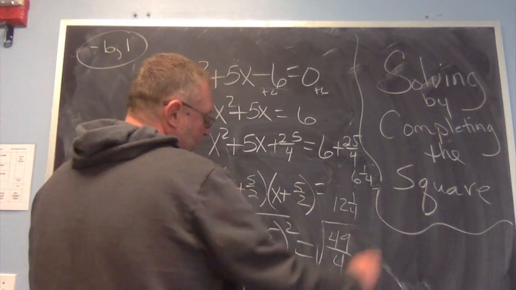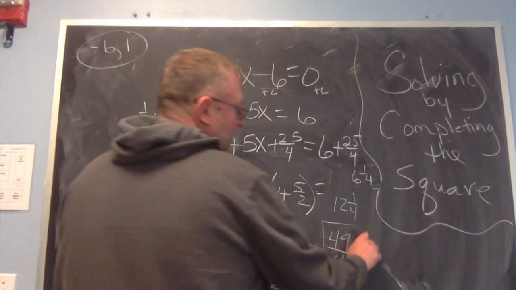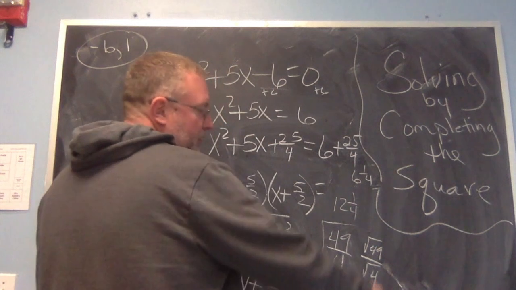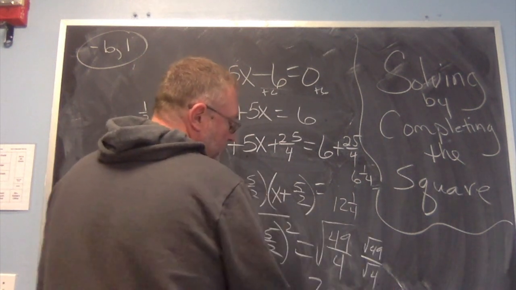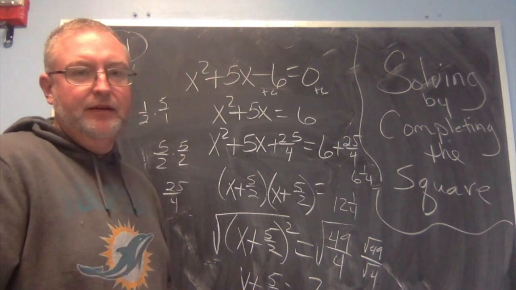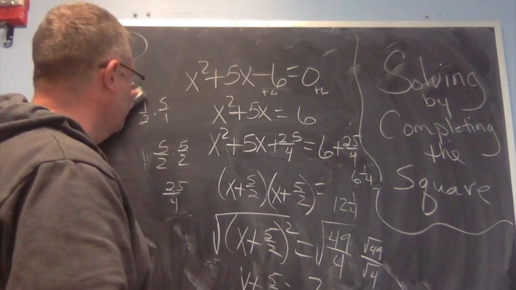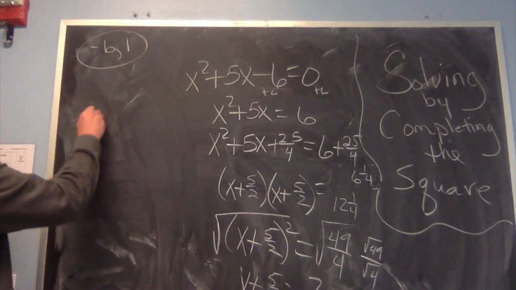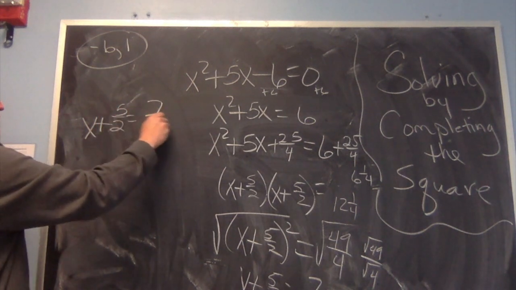But I have to square root this. Remember, when you square root a fraction, it's actually the same thing as you square root the top and you square root the bottom. What is the square root of 49? 7. What's the square root of 4? 2. Alright, so now I have x plus 5 over 2 equals 7 over 2. I'm going to continue over here so you can see it.